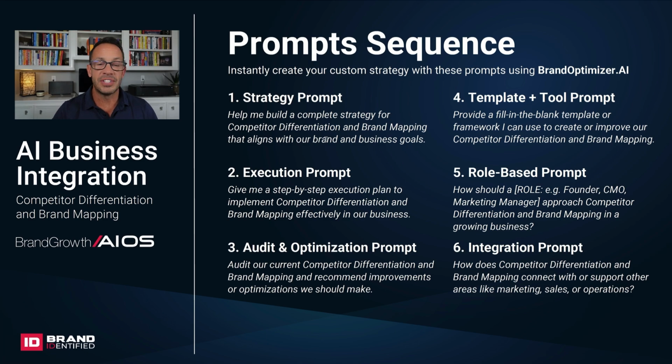Prompt number 5 is a role-based prompt. So this one is, how should, and you're going to input your title or position within your organization, so for example, founder, CMO, or marketing manager, approach competitor differentiation and brand mapping in a growing business. And then the final prompt here is an integration prompt, and that is, how does competitor differentiation and brand mapping connect with or support other areas like marketing, sales, or operations?